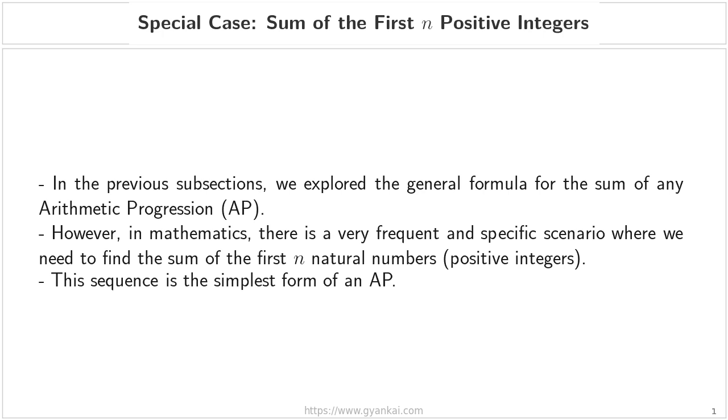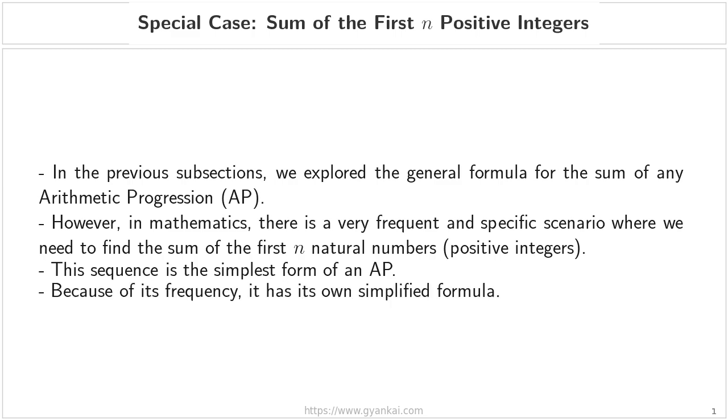If you look at the sequence of numbers starting from 1 and increasing by 1 each time, you'll notice that this is actually the simplest, most fundamental form of an arithmetic progression. Because this specific type of sequence appears so often in both math problems and real-world applications, mathematicians have developed its own simplified formula. This means that instead of using the longer, more complex general formula we just learned, we can use a much quicker shortcut. In the next slide, we'll break down exactly how this sequence is structured so we can see why this shortcut works.